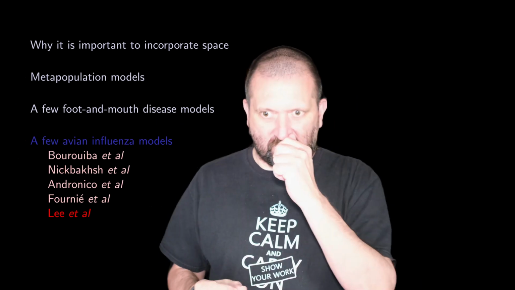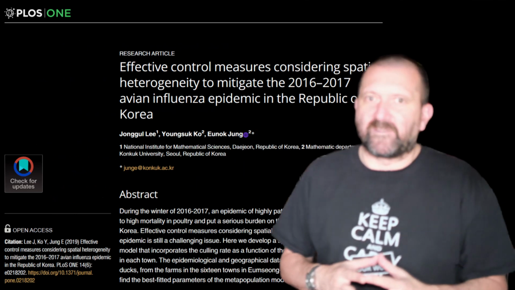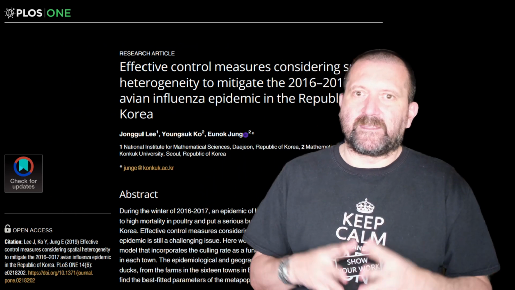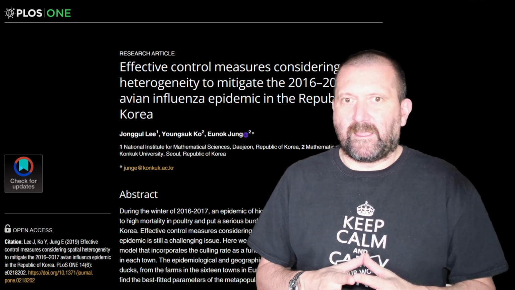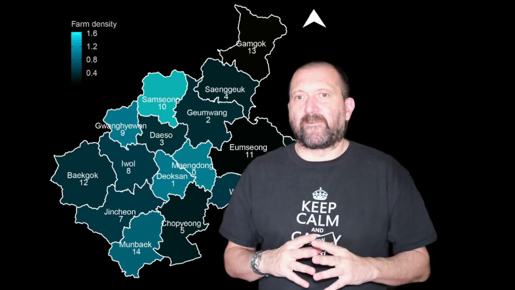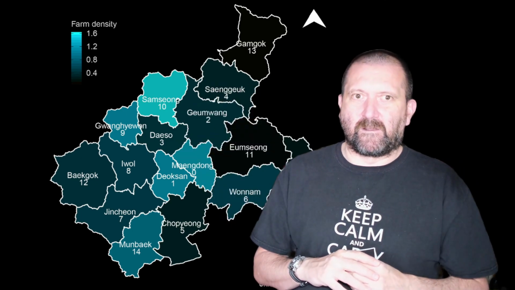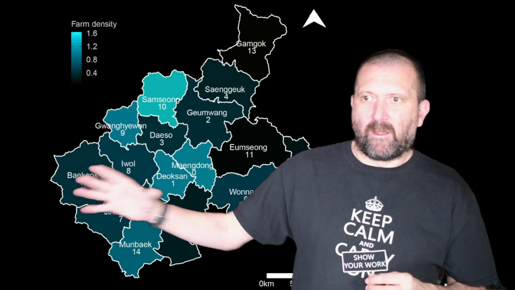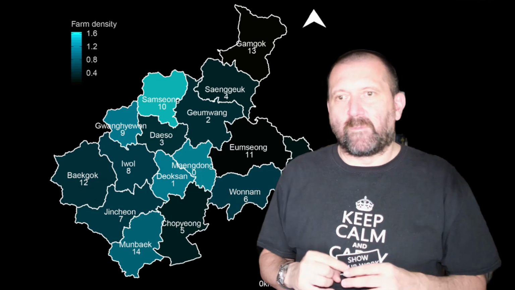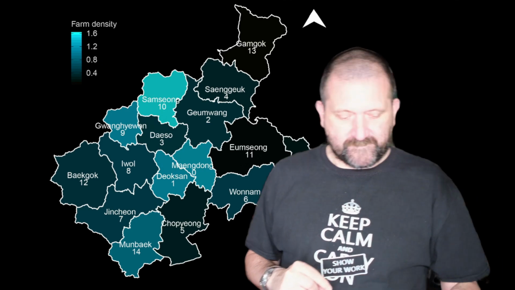And the last model I want to talk about briefly is a model about Korea. It's by Lee, Ko, and Jung. It's a relatively recent paper, from 2019. And here it's about the spread of avian influenza again in Korea. They're looking at the central region of Korea, and in that part of Korea, they're looking at these districts. And these districts also contain a certain number of towns and a certain density of farms.